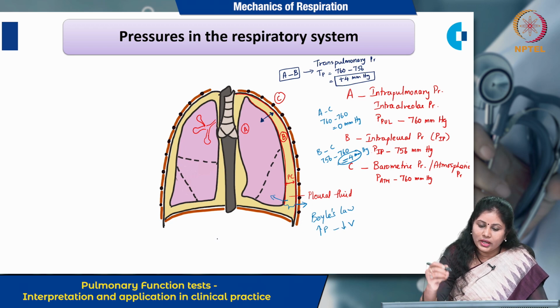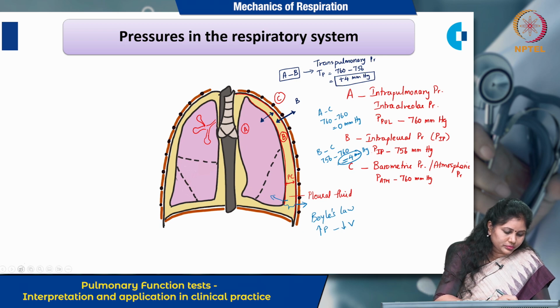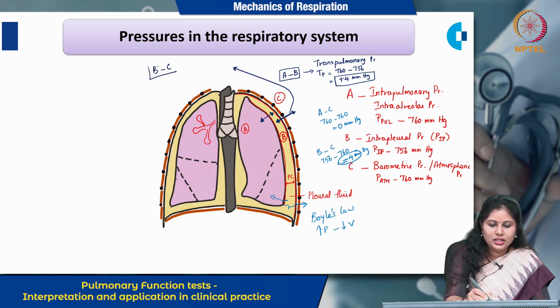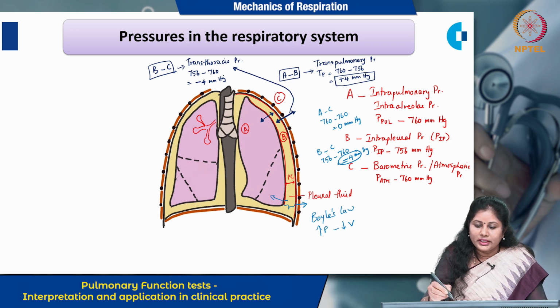The other important pressure is the difference between the intrapleural pressure and the atmospheric pressure, which is nothing but B minus C. Let me write it here. This pressure is actually B minus C, and this B minus C is the transthoracic pressure. The transthoracic pressure will come to around 756 minus 760, which is minus 4 millimeters of mercury, which is actually the intrapleural pressure. So the transthoracic pressure which is acting across the chest wall is actually the intrapleural pressure.